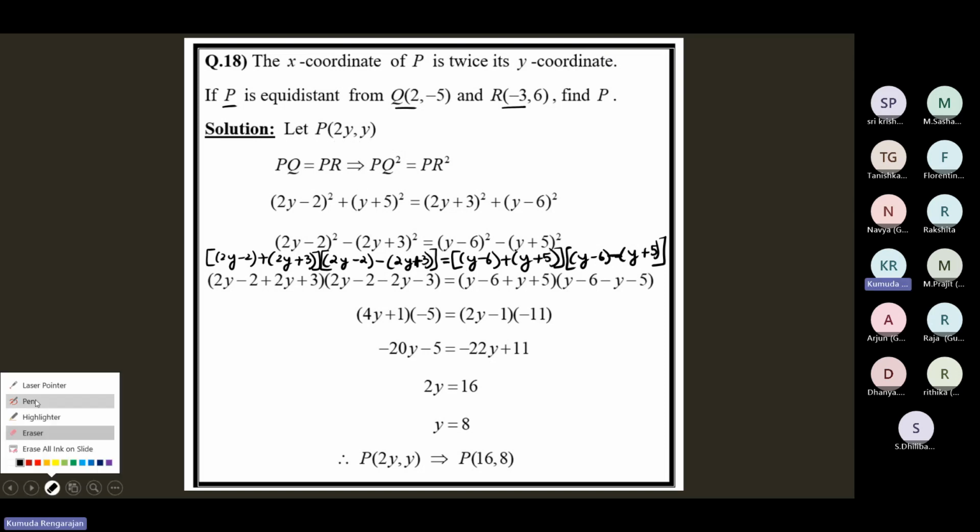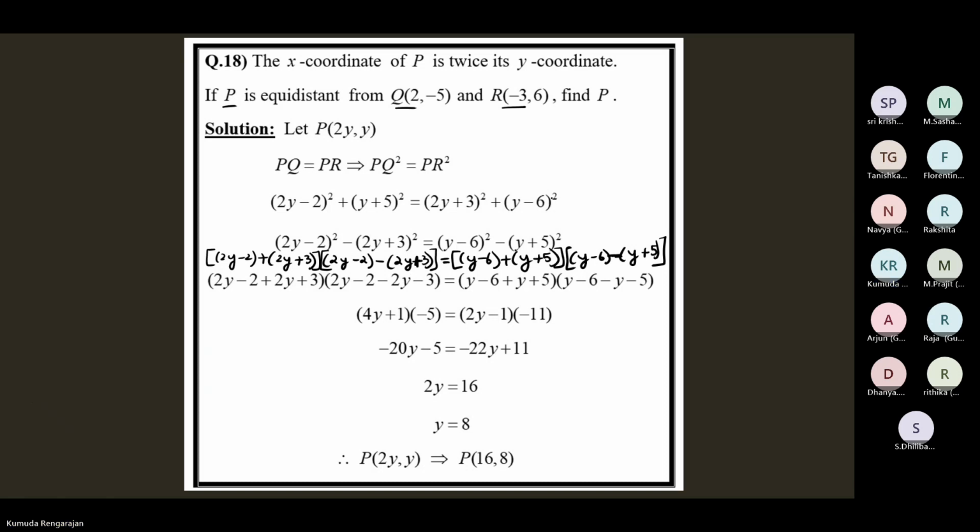But now you know you have to use the distance formula without the square root symbol. And then you can either expand using the identities a plus b the whole square and a minus b the whole square, or you can transpose so that the left hand side and right hand side looks like a square minus b square. Which is further written as a plus b into a minus b on both the sides, and then further simplifying, y is 8. So that means the coordinates of the point P are 2 into 8, 16 and 8.